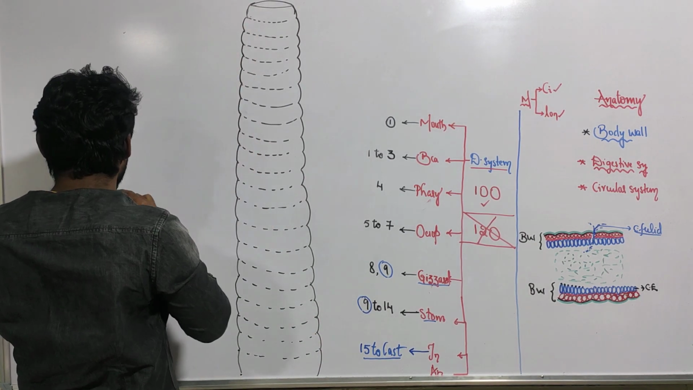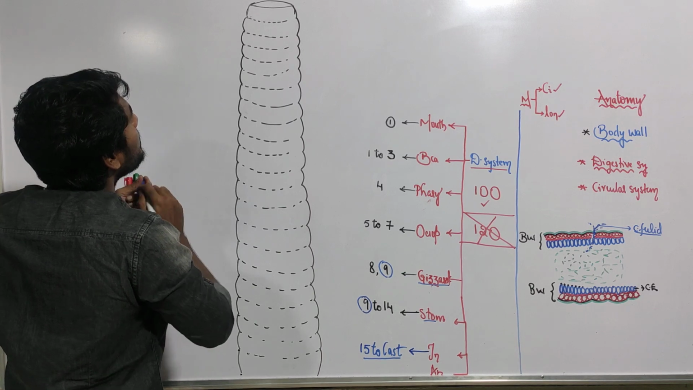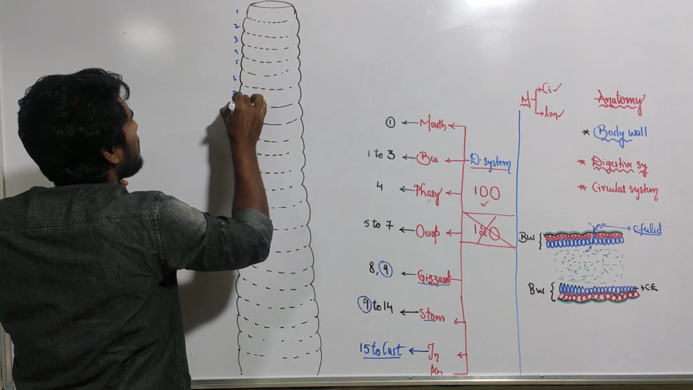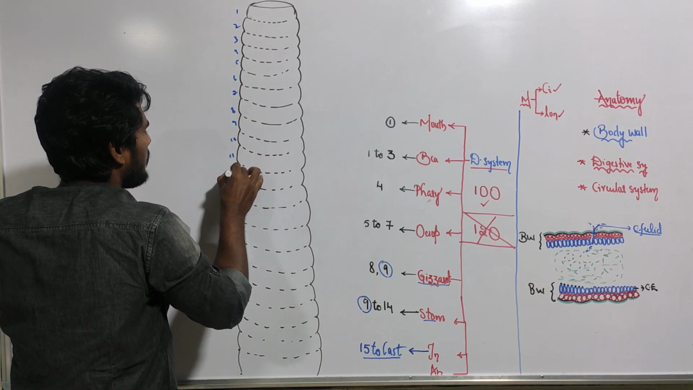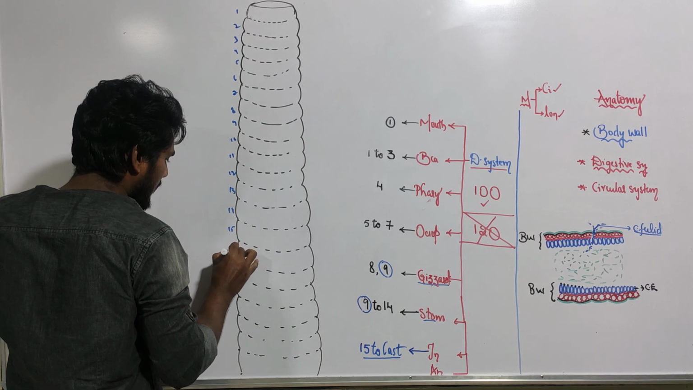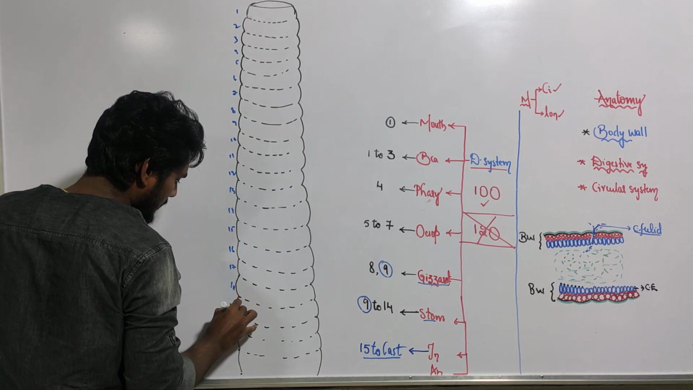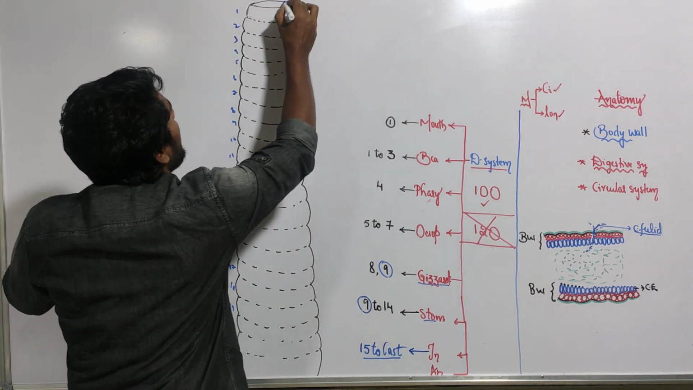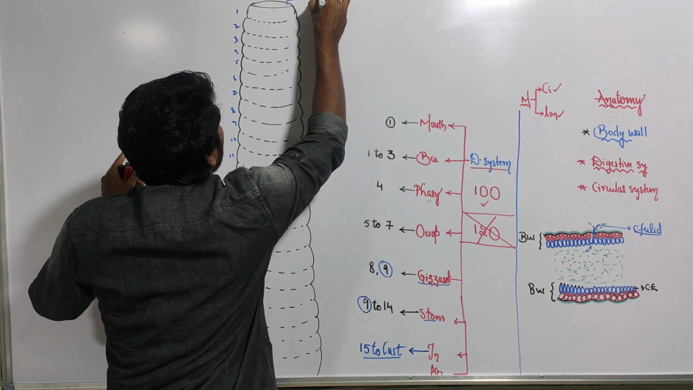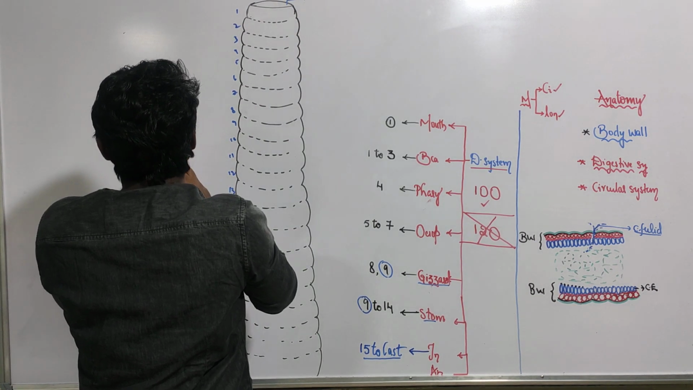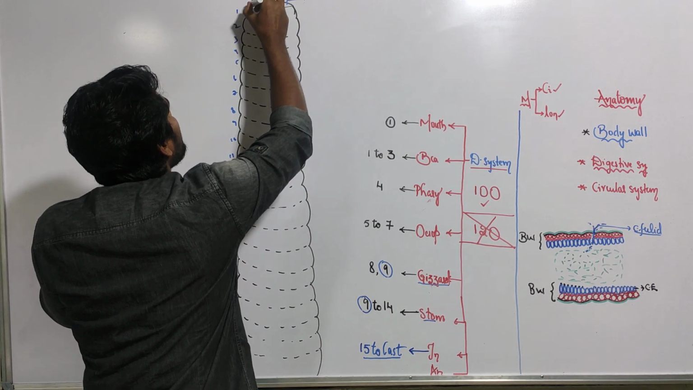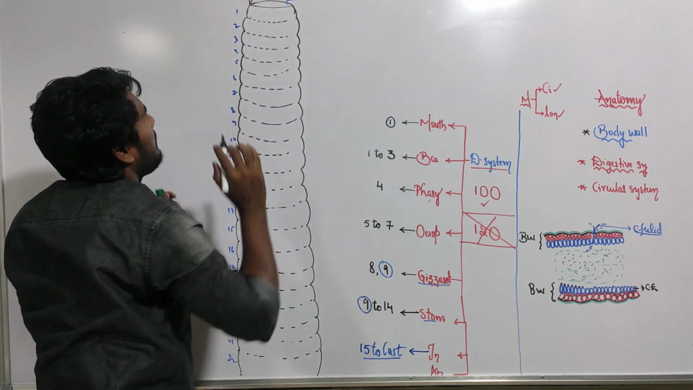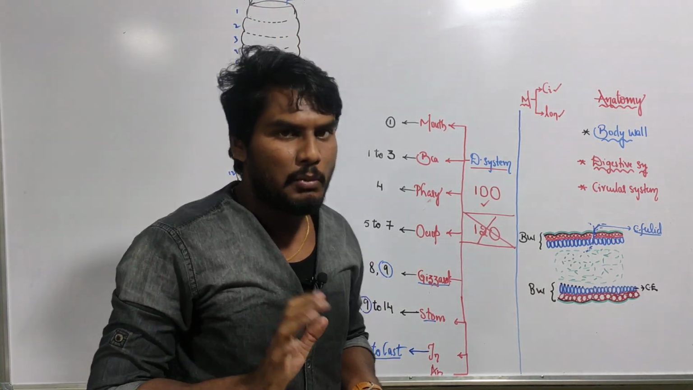Let me write the numbers: 1, 2, 3, up to 22. I represented 22 segments. And this is the anterior opening. What is the anterior opening? The mouth. The first segment is called the peristomium, and here there is a segment-like structure, but it is not a segment. That is called the prostomium, which has a wedge shape. We already discussed this in the first class, in the morphology.